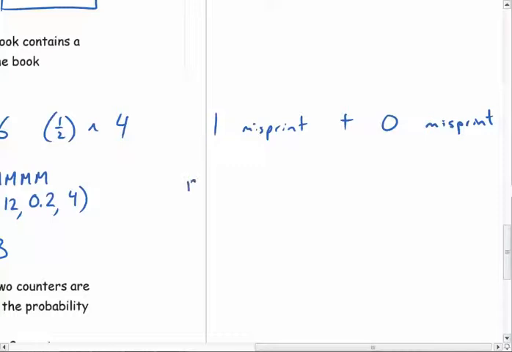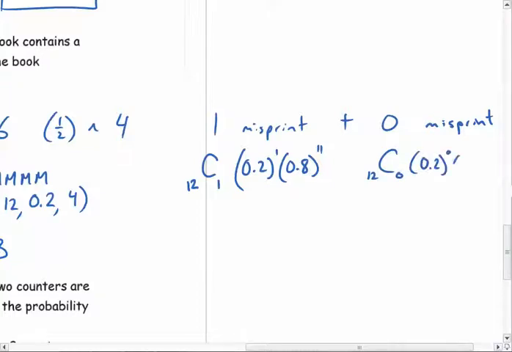So that's 12 pages. Choose one misprint. I want one of the 0.2s and all the rest of the pages 0.8. So you notice that the two powers will always add up to the total. No misprints is 12, choose none of the pages. I want 0.2 happening no times and 0.8 happening all 12 times.